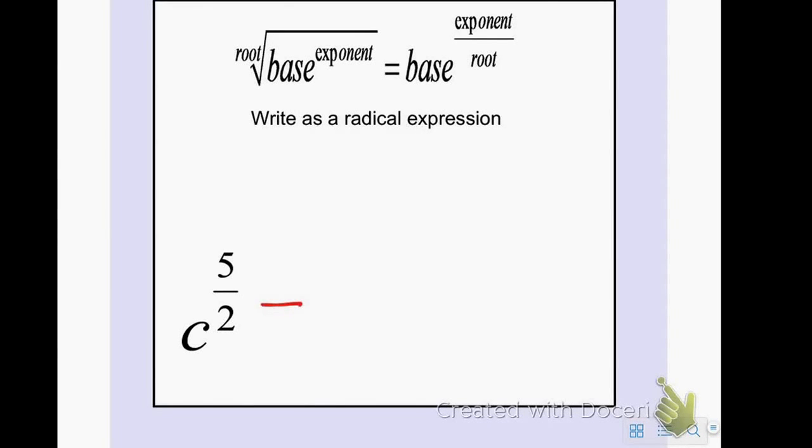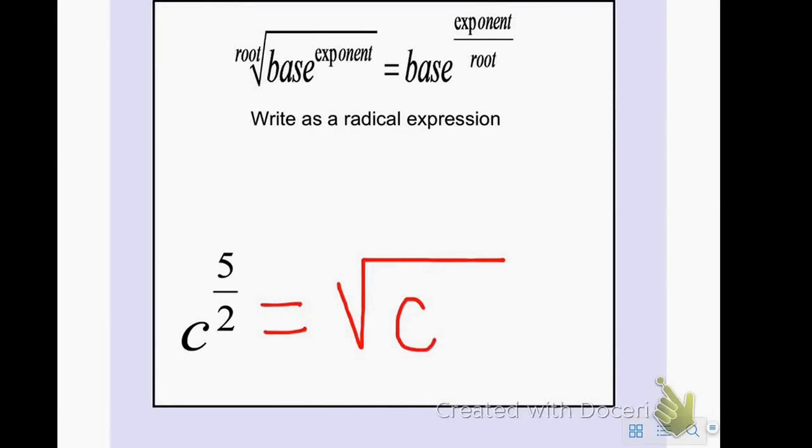In my last example for this, if I want to change c to the 5 over 2 power to a radical expression, my root is square root, so let's just do square root. Remember, square roots don't have to have the indicated root, it's understood. My base is c, and my power is 5. So c to the 5 over 2 power is equivalent to the square root of c to the 5th power. That is my radical expression. We're going to practice this some more in class tomorrow, so hopefully you'll be prepared.